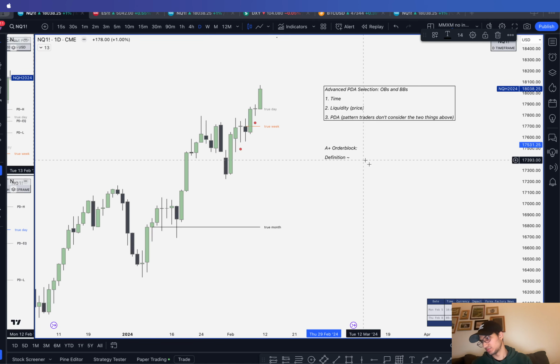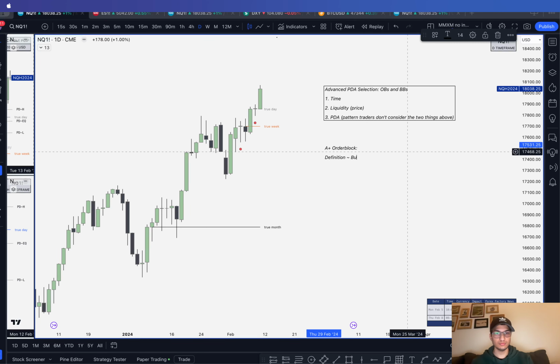I think it's just a large block of orders, right? Is that basically what it is? Yeah. What does it look like on a chart? If it's a bullish one, it's a down close candle. If it's bearish, it's an up close candle. So it's the last up or down close candle or candles before an institutionally sponsored move higher or lower.